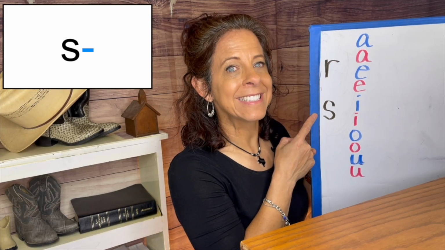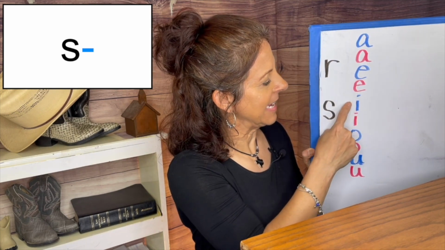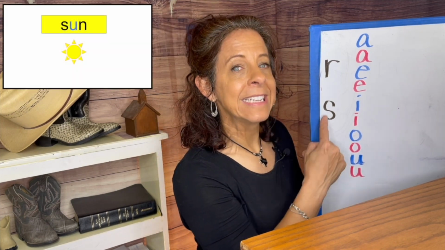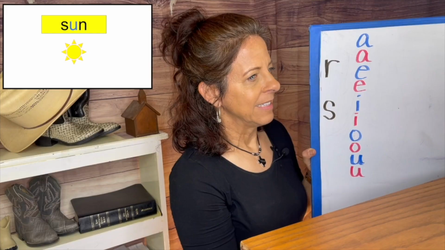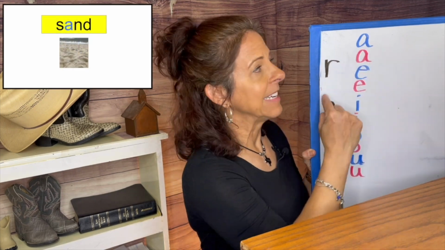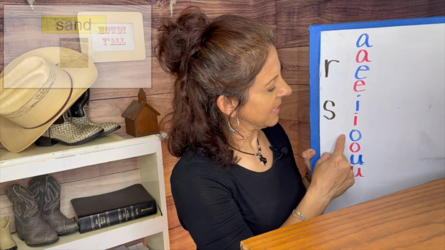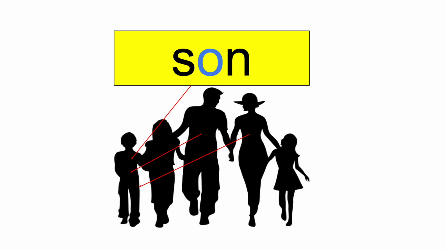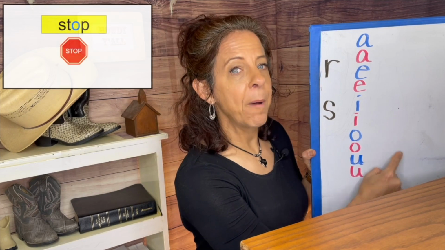Words with S, letter sounds, blue letters: A, E, I, O, U. Sun, sun. Sand, sand. Sun, sun. Stop, stop.